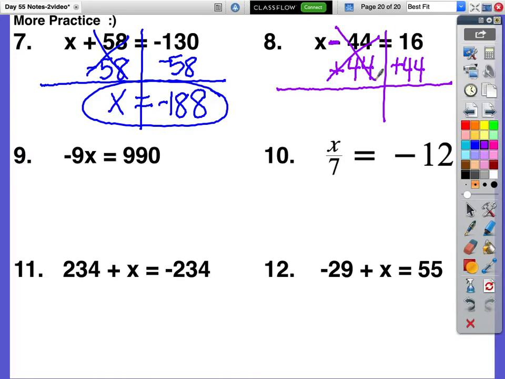What's coming next is that I get rid of those inverses, and I'm left with an X. I'm left with an equal sign, and if I use my calculator to say 16 plus 44, I should get 60, and that is the correct answer.